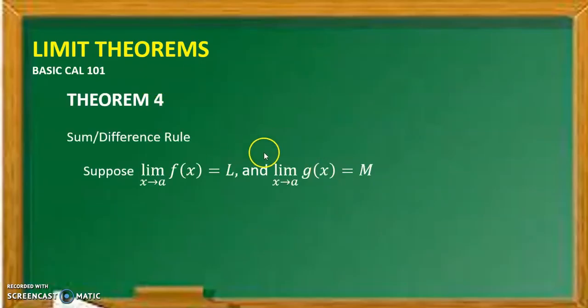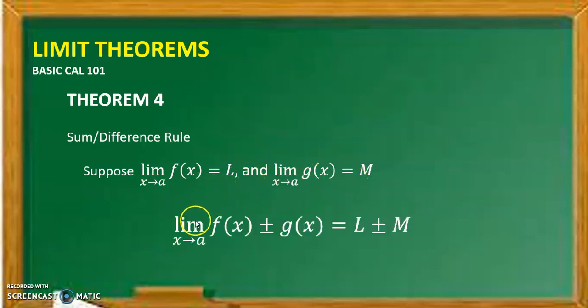Next theorem natin is theorem number 4, or the sum or difference rule. So that is plus minus, no? Sum is plus, difference is minus. Suppose the limit of the function f of x when x approaches a is equal to L, and the limit of g of x when x approaches a is equal to M. Therefore, the limit of f of x plus or minus g of x is equal to the limit of the first function plus or minus the limit of the second function.